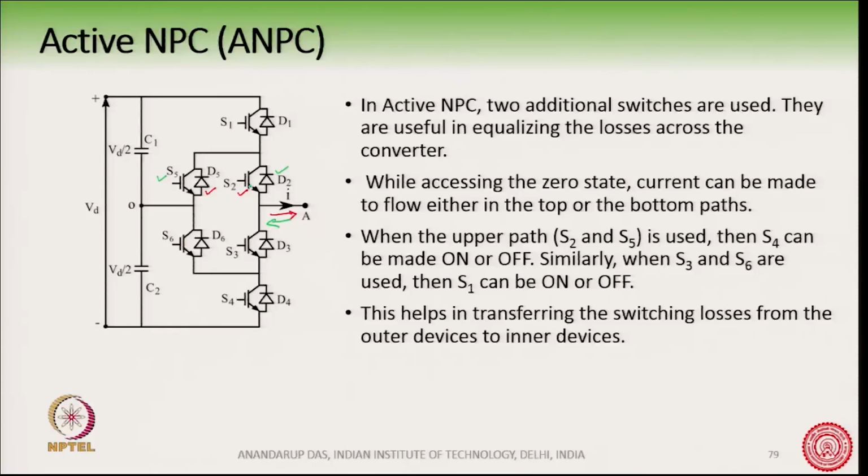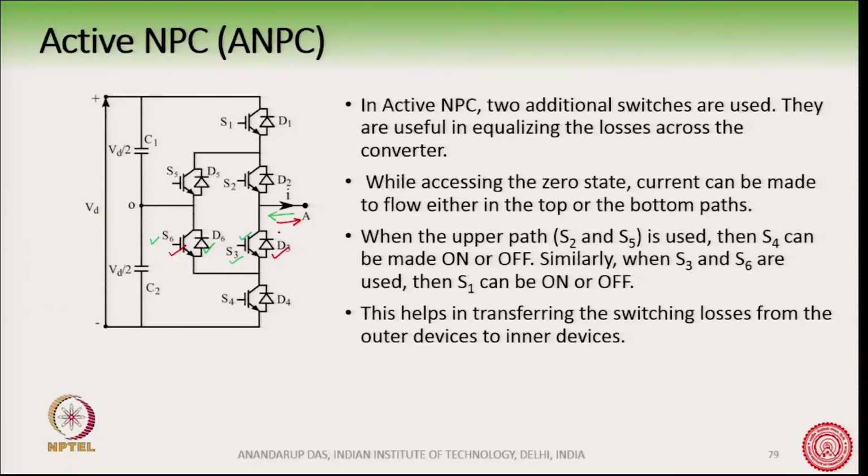On the other hand, if I want the current to flow through the lower path only for the 0 state, then I will turn on S3 and S6. Now if the current is in this way, then S3 and D6 will conduct. On the other hand, if the current is the other way, then S6 and D3 will conduct.